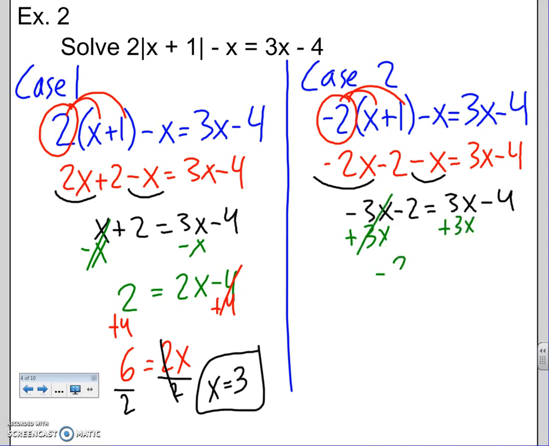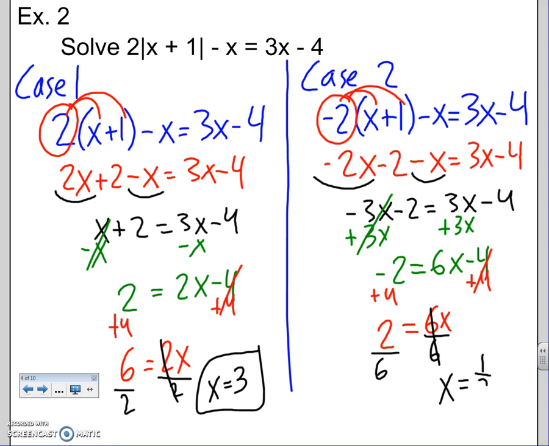So my left side is negative 2 equals 3x minus 4. Now the variable's on one side. Add and subtract first, divide or multiply last. So I'm going to add this 4 to both sides. So that is 2 equals 6x. Divide last, so I'm going to divide by 6. So x is 2/6. Reduce that to 1/3.